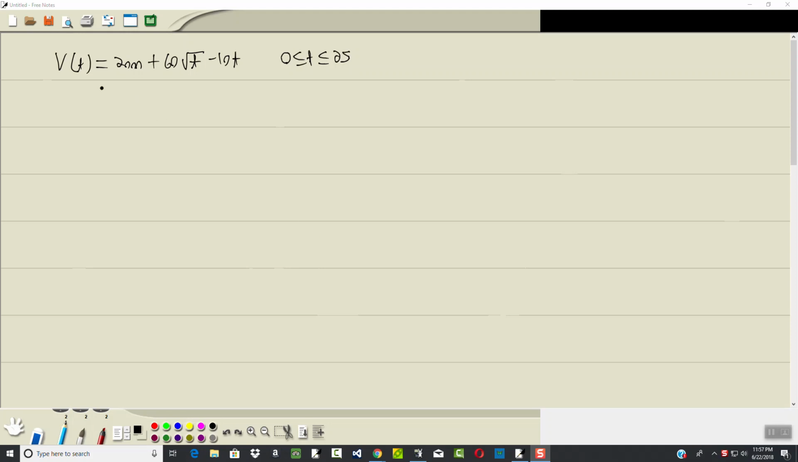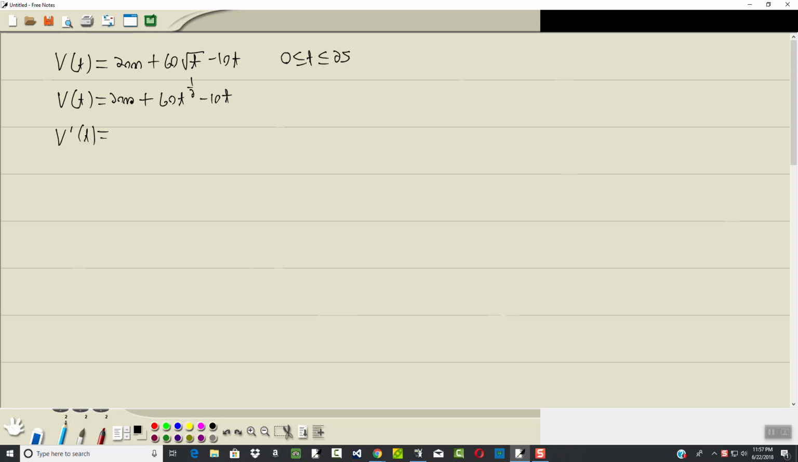Okay, we want to maximize the volume. So I'm going to rewrite this. Got 2000 plus 60 t to the 1/2 power minus 10t. We never like working with radicals when we do derivatives.